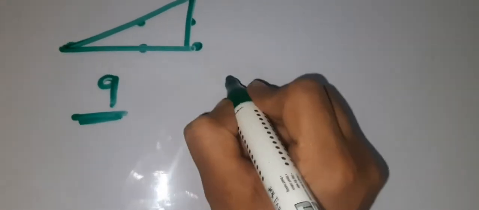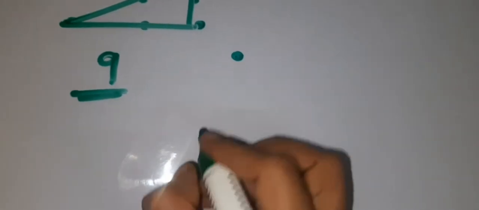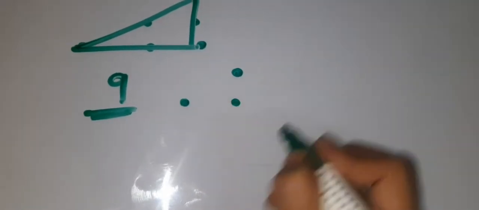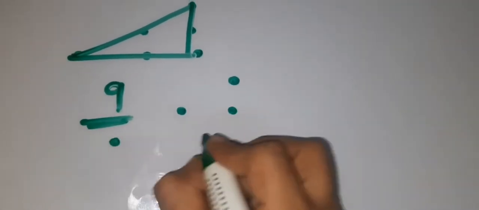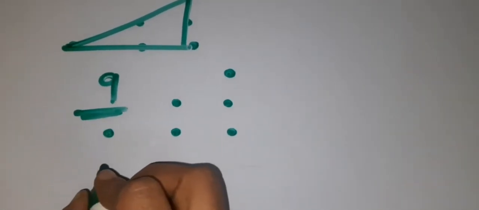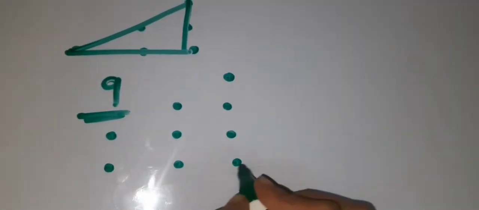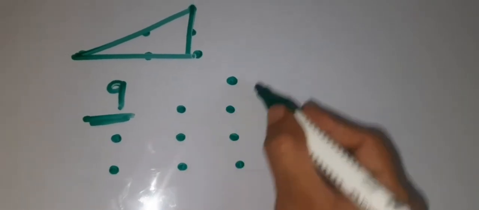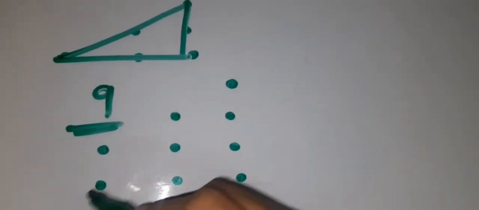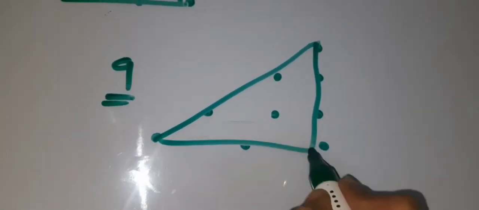Let's represent the number 9 in triangle using dots. As I said earlier, always 1 dot should be in the first row, 2 dots in the second row and 3 dots in the third row. The fourth row also will follow the same 3 dots, so that we get 1, 2, 3, 4, 5, 6, 7, 8, 9. So we get totally 9 dots. When you join these dots, you get a triangle.